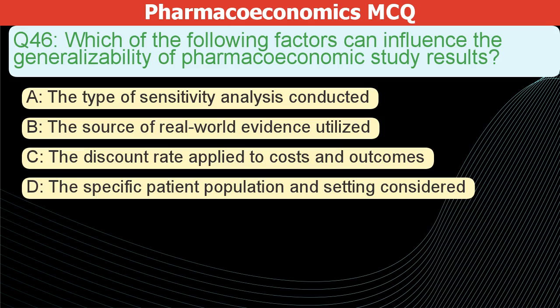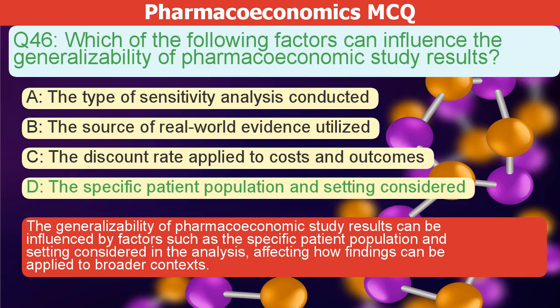Which of the following factors can influence the generalizability of pharmacoeconomic study results? A. The type of sensitivity analysis conducted. B. The source of real-world evidence utilized. C. The discount rate applied to costs and outcomes. D. The specific patient population and setting considered. The correct answer is D. The generalizability of pharmacoeconomic study results can be influenced by factors such as the specific patient population and setting. This affects how findings can be applied to broader contexts.